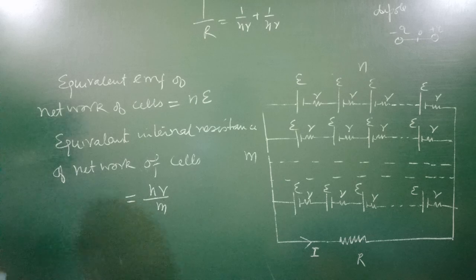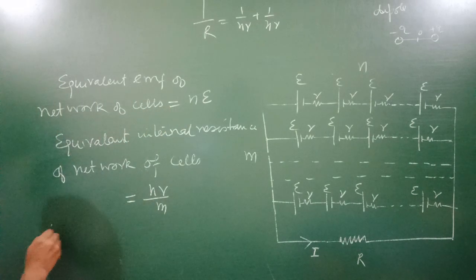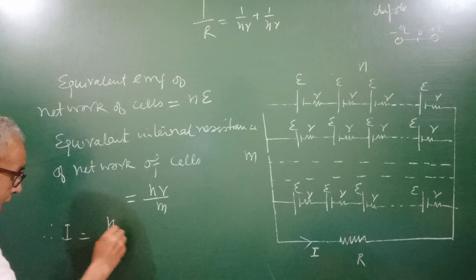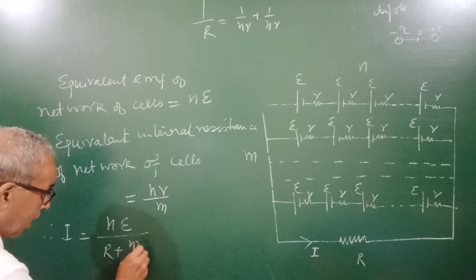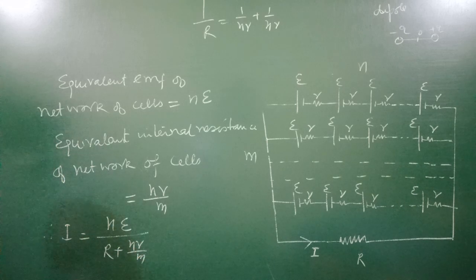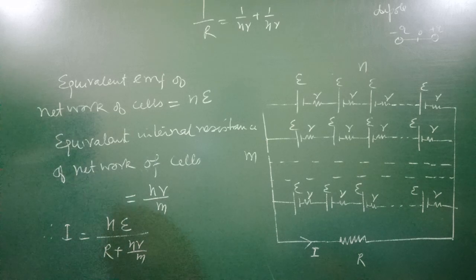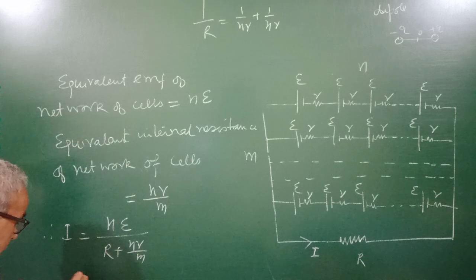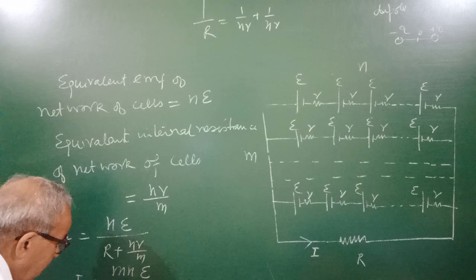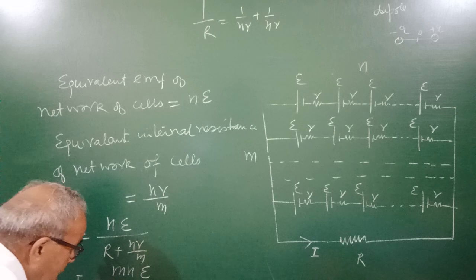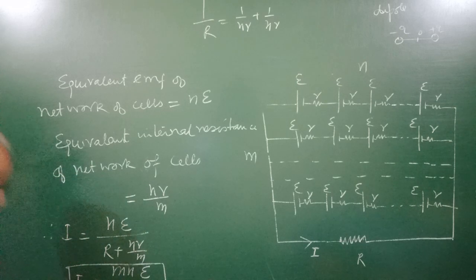So current I, and hence I is equal to nE upon R plus nr upon m. How much will it be now? By LCM, I will be mnE upon mR plus nr. It is the value of current.